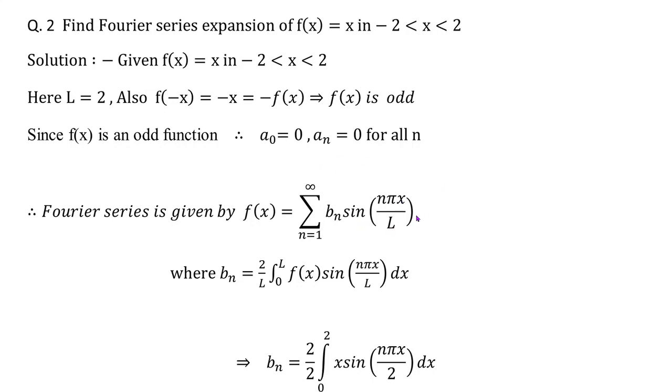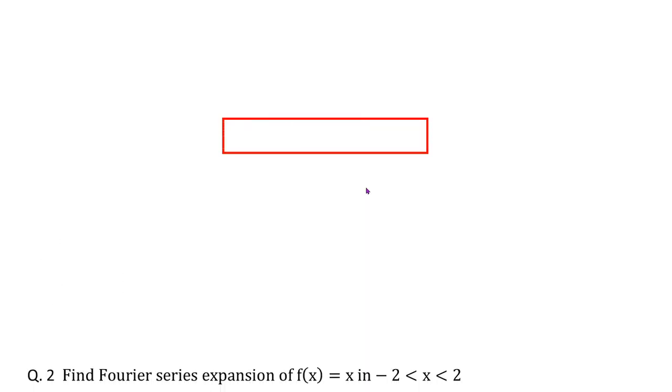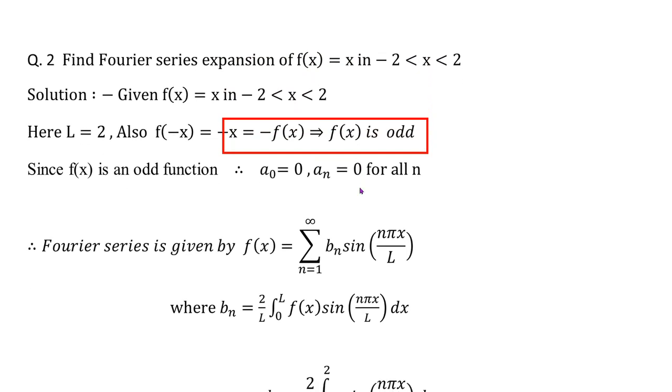This is the problem of the generalized or arbitrary interval, so here the angle should be n pi x by L. Put the value of L as 2, right? Where bn is given by 2 by L integral 0 to L f of x sine of n pi x by L, right? So on putting the value of L, we will have these types of terms. Now as you can see here, we have a product of an algebraic term with a sine. So in this case we will simplify this by using the Bernoulli formula. So let's see the simplification.